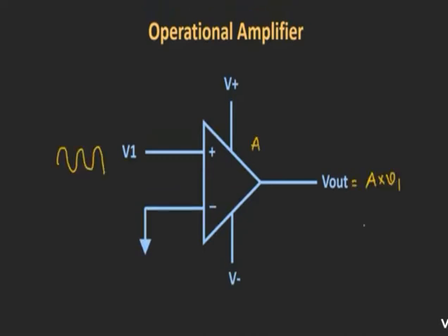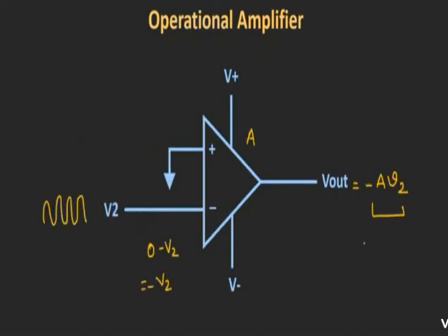If you give a sinusoidal wave at the input, then at the output the sinusoidal wave is multiplied by this gain factor and we get an amplified sinusoidal signal. Here the phase of the output voltage is the same as the input voltage.